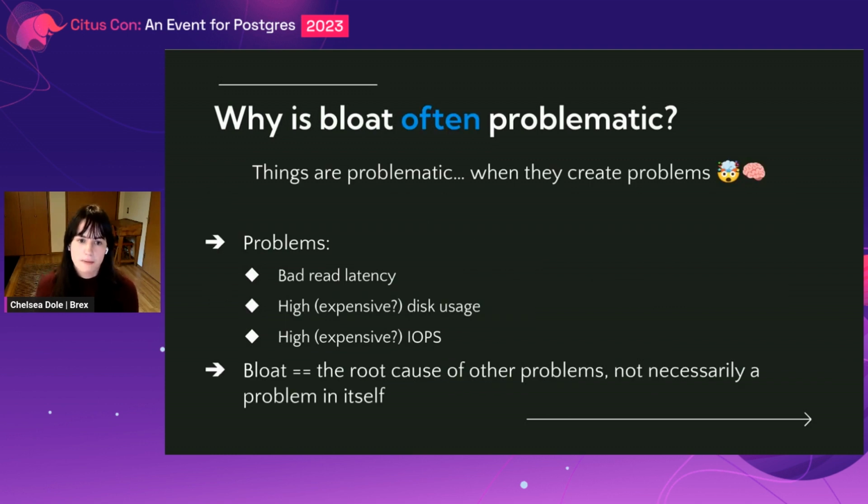But I said often problematic. And this is because things are problematic when they actually cause problems, not just by default. Bloat is more like the underlying root cause of other problems than necessarily a problem in itself. Problems caused by bloat could be bad read latency because of that increased I/O, high or expensive disk usage if you're trying to save money, and also high or expensive IOPS, because if you're on something like Aurora or other managed services, you might be charged by IOPS instead of a more traditional billing method.